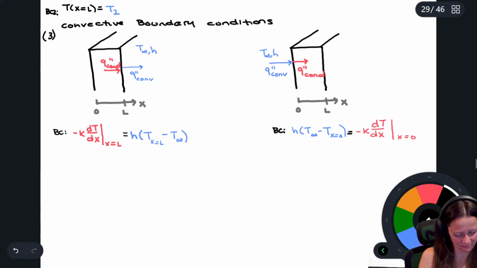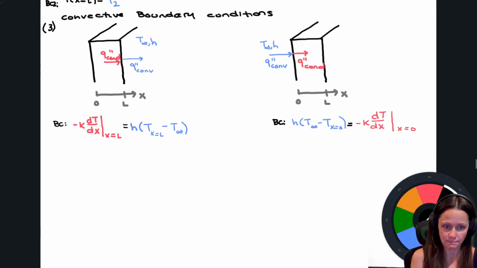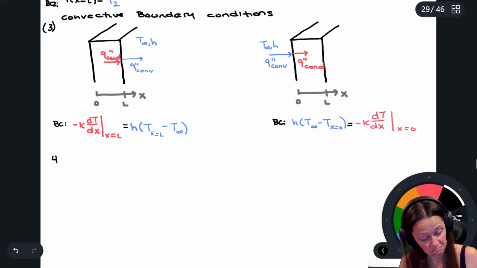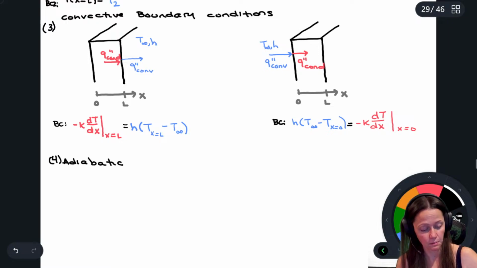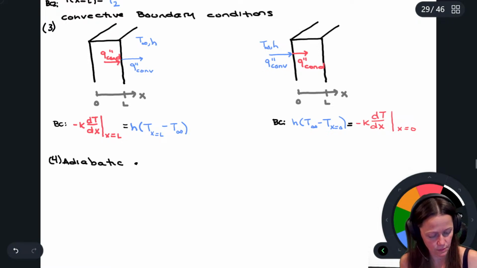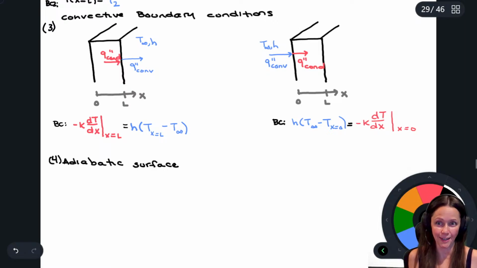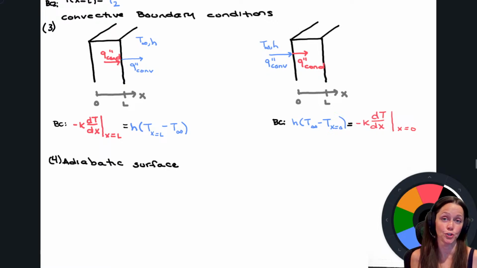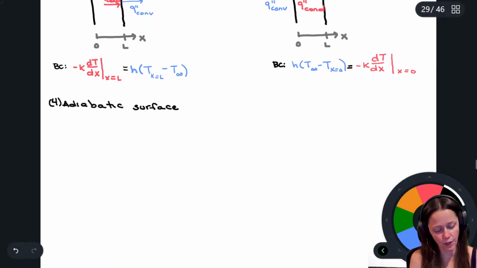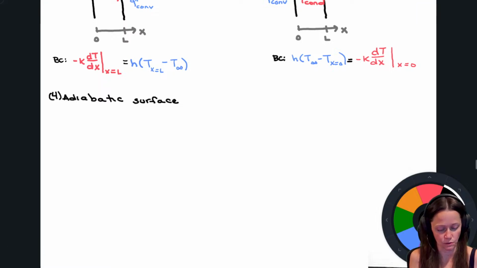All right. We also have adiabatic surface. That's another one. Adiabatic meaning no heat transfer. In thermo, when we said adiabatic, we were usually talking about a process. So an adiabatic process has no heat transfer, which would be terribly uninteresting in this class. But here we would be talking about just a surface.